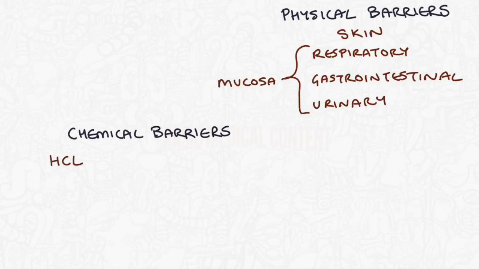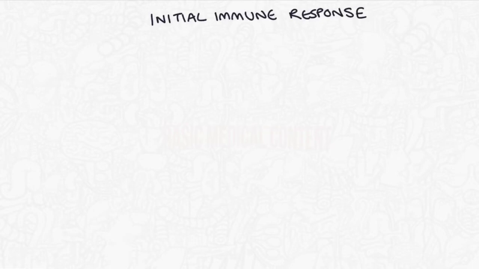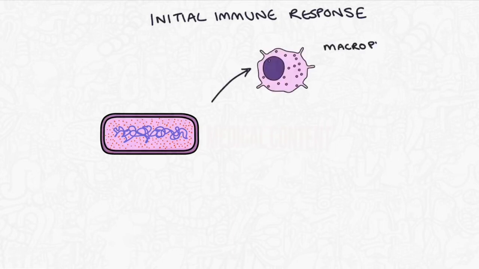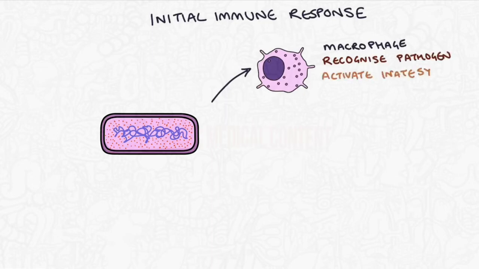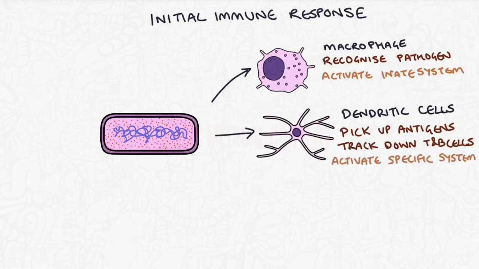Let's look at the initial responses of the immune system once an invading pathogen has broken through the physical and chemical barriers to infection. 3 things happen. Number 1, macrophages recognize the pathogen and activate the innate immune system. Number 2, dendritic cells pick up antigens from the pathogen and then head off in the blood and lymphatic systems to track down the relevant T and B cells of the specific immune system and activate them. And number 3, the invading pathogen activates the complement system directly via the lectin pathway and the alternative pathway, and we'll talk a bit more on those later.